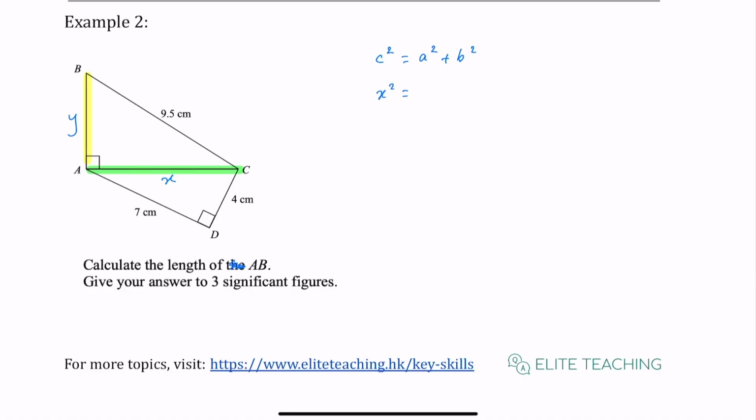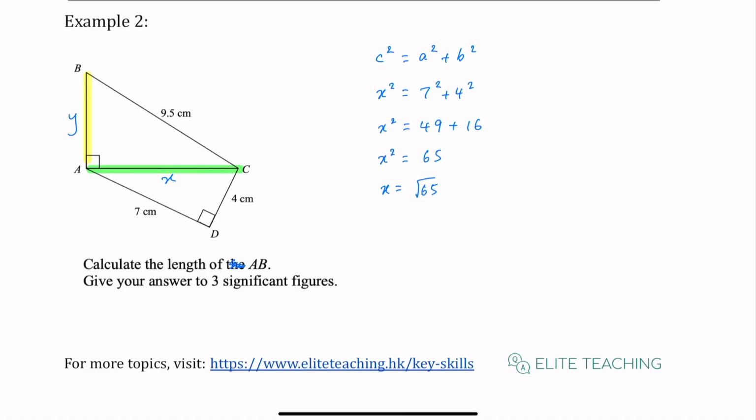X squared equals 7 squared plus 4 squared. Also note that the 7 and 4 are interchangeable because 7 squared plus 4 squared is the same as 4 squared plus 7 squared. 7 squared is 49 and 4 squared is 16. So now we get x squared equals 65. If we square root both sides, then we get x equals square root of 65. And now I'm going to plug that into the diagram. X is square root of 65.